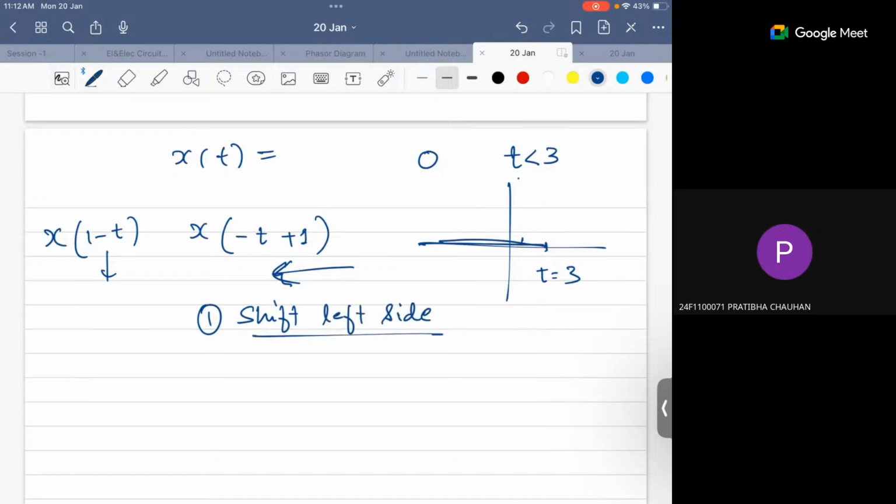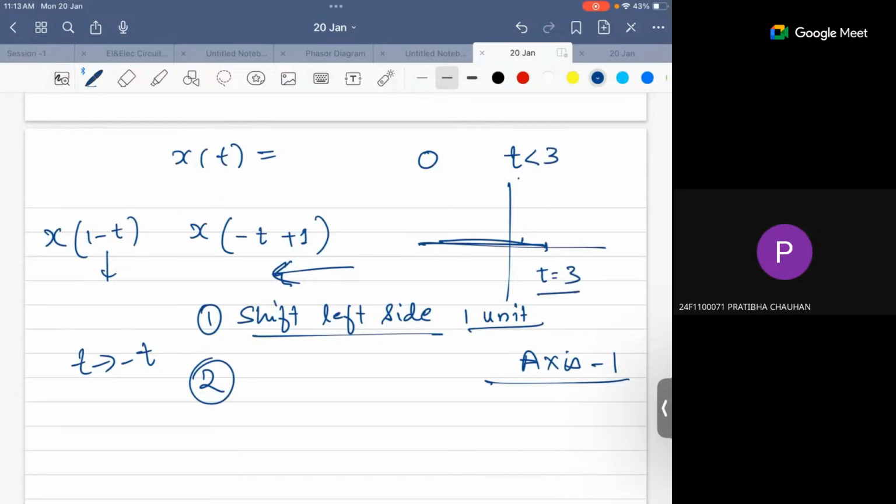So if you are shifting left side by 1 unit, correct? So everything will become minus 1. So all the axis values will be minus 1, correct? Now the next step is what? t goes to minus t, right? What you are doing now? Invert the function. Time reversal, right? Yeah, time reversal, correct?